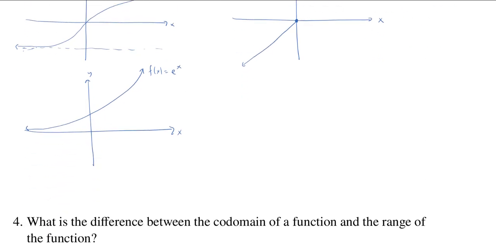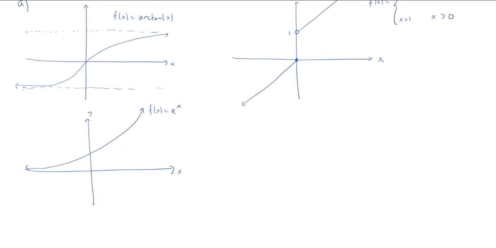Okay, well, let's see. So for B, we want one which is surjective and not injective. Well, I guess kind of an easy way to do this is to take x cubed. Okay, now x cubed won't satisfy the problem, but let me just quickly draw x cubed.